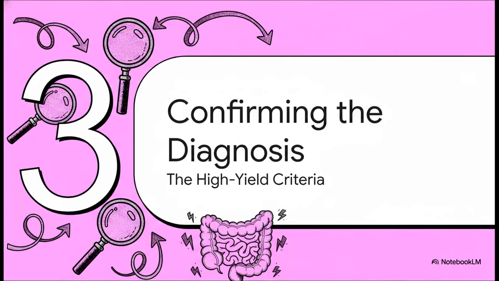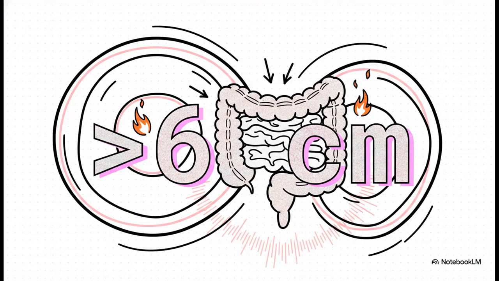Okay, let's focus in, because this is arguably the most important section for your exams. How do you officially make the diagnosis? There are specific criteria here, and you just have to memorize them. Let's start with the magic number.